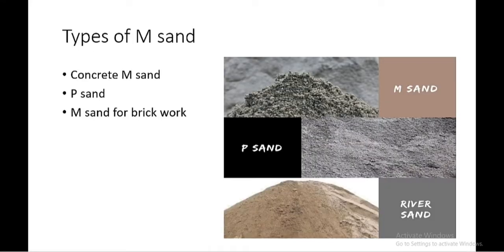Types of manufactured sand: concrete manufactured sand as a replacement for river sand or fine aggregates, pea sand for plastering works, and manufactured sand for brickwork. Properties of manufactured sand will change according to the source, meaning the rock types and the crusher types used for production of manufactured sand.